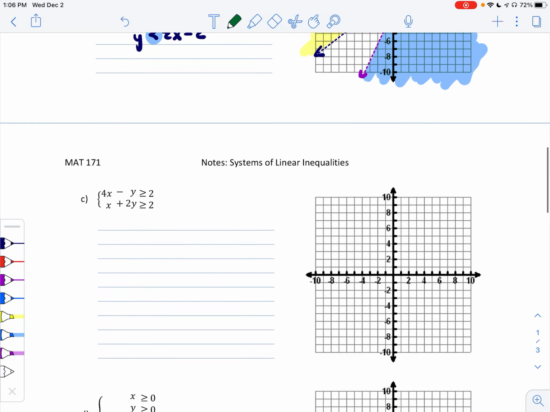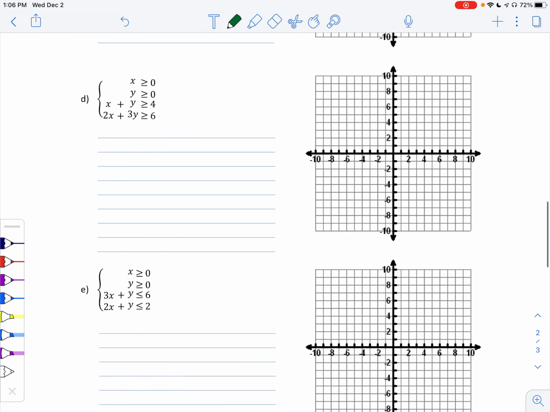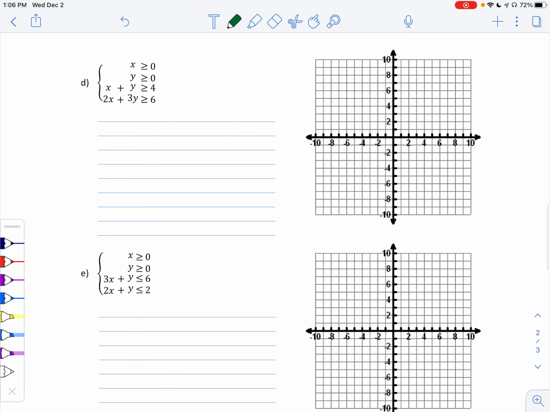All right, let's go ahead and look at one more example. I'm going to jump down here to part D. Now this one's a little bit different because we have 4 equations. So we're going to handle it the same way as before, it's just that we have more equations to work with. All right, so equation number 1. Ignore the inequality for a second. Think of it just as if it were an equal sign.